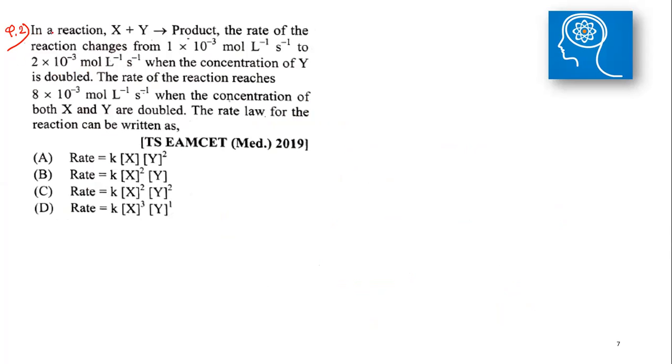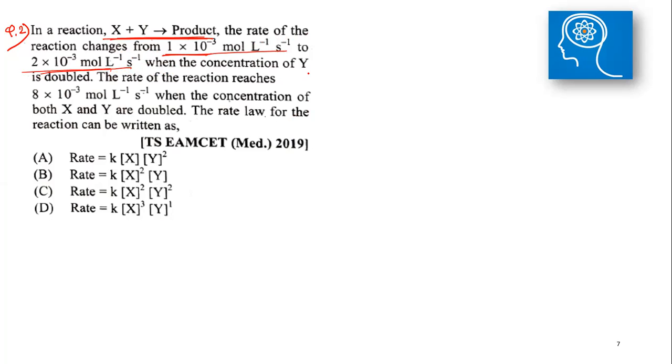ठीक आहे. सो इन द रिएक्शन, अगेन द रिएक्शन इज गिवन टू यू, दैट इज x plus y gives product. ओके, सो पुढे काय, द रेट ऑफ द रिएक्शन चेंजेस फ्रॉम 1 multiplied by 10 to the power minus 3 mole per liter per second to 2 multiplied by 10 to the power minus 3 mole per liter per second. अशा यानी काय होते, रेट चेंज होते.